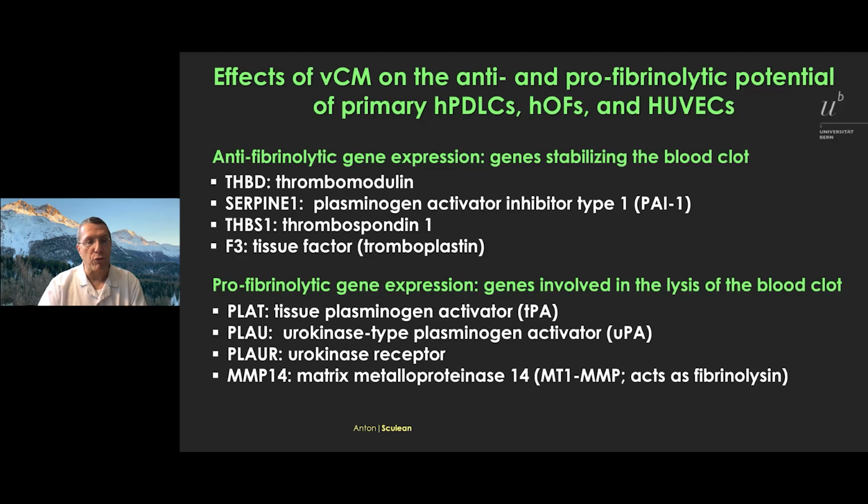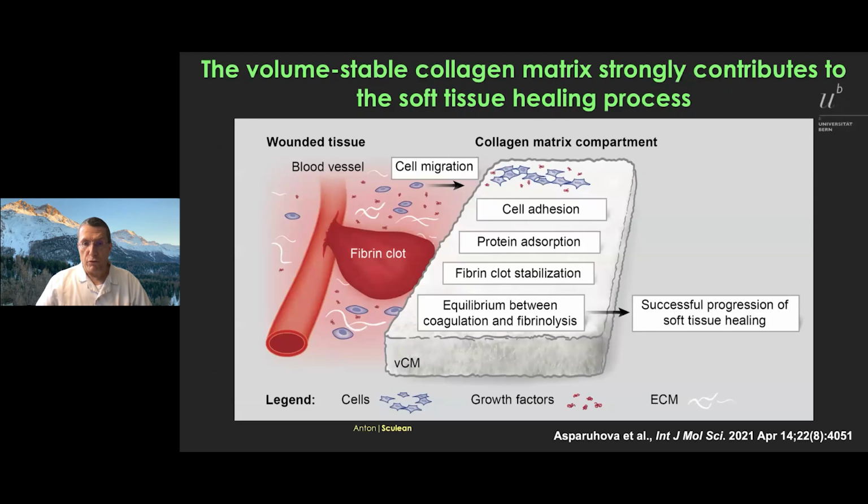And then we also observed pro-fibrinolytic gene expression. That means the genes involved in the lysis of the blood clot, like the tissue plasminogen activator, the urokinase type plasminogen activator, the urokinase receptor, the matrix metalloproteinase 14 that acts as fibrinolysin. So basically, we were able to demonstrate that the volume-stable collagen matrix strongly contributes to the soft tissue healing process.